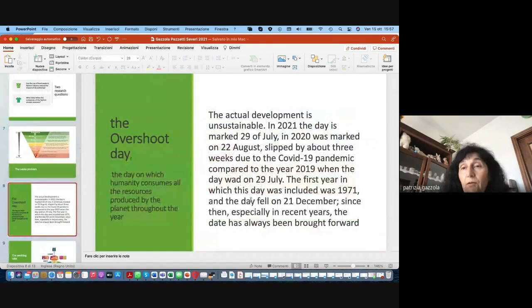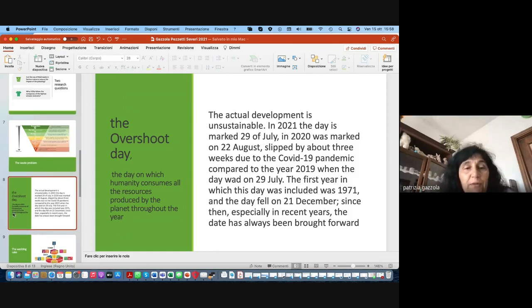And then, if we compare with some years ago, the problem has become bigger and bigger, if we analyze the overshoot day. It is the day on which the community consumes all the resources produced by the planet through the year. When they started to calculate this day, the first time was in 1971, and the overshoot day was 21 December. In 2021 it was 29 July, that is approximately the middle of the year. And 2020 was 22 August, but that was due to COVID-19, the pandemic. So the situation in only 50 years is becoming more and more problematic.